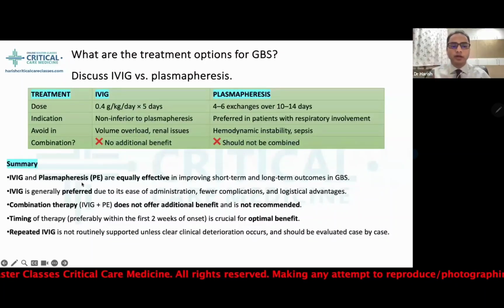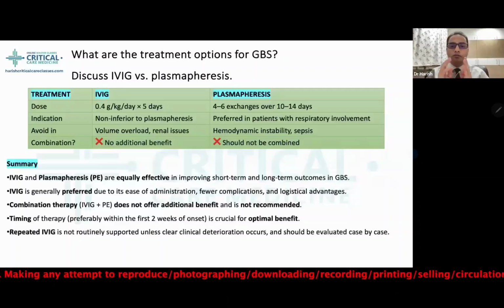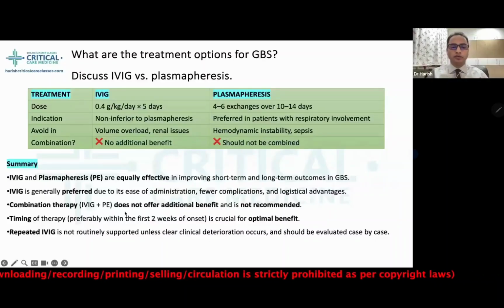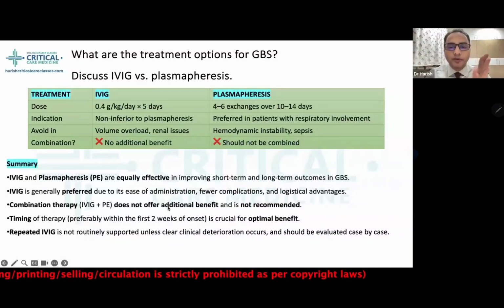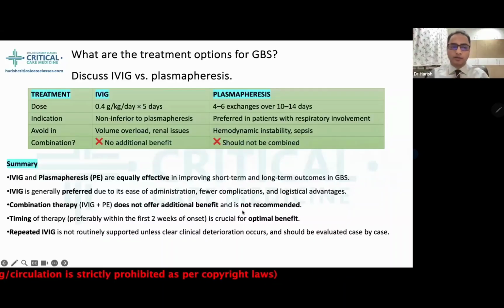IVIG is generally preferred due to its ease of administration, fewer complications, and logistic advantages like arranging the plasma and the machine, and invasiveness and all those things. Combination therapy, that is IVIG with plasmapheresis, does not offer additional benefit and is not recommended.